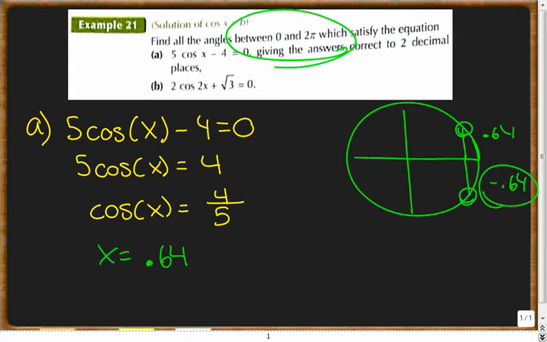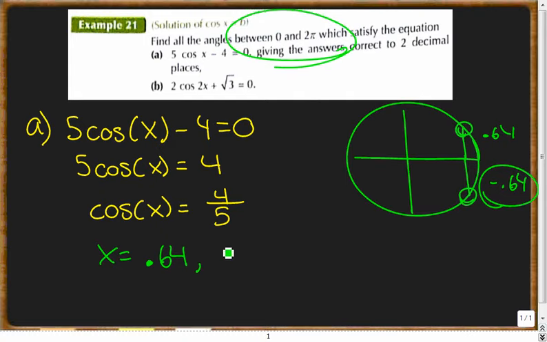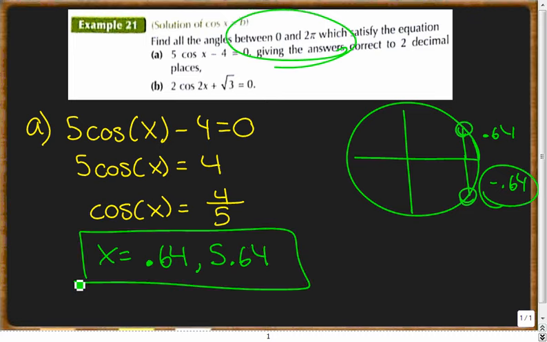So again, we're going to get decimal answers, not in terms of pi. 2 pi plus negative 0.64 gives us 5.64. So these answers don't have pi in them because the pi has already been multiplied in.